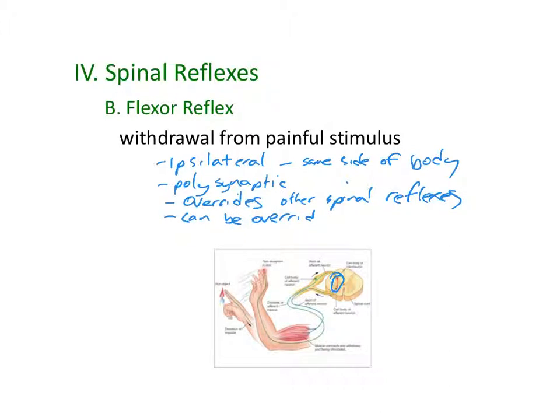Which also makes evolutionary sense, because if you think about, like, if you're holding a baby, you don't want to drop the baby in the fire because you feel painful stimulus. You want to actually be in control and move the baby out of the way carefully.